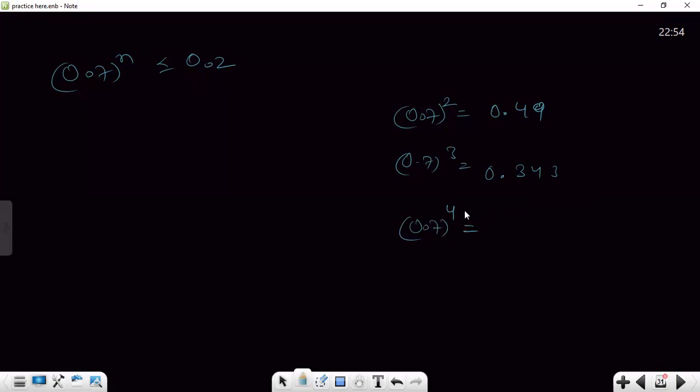Okay. So 7 into 3 becomes 21, carry 2. 7 4s are 28, and the 2 carried makes 30, so 0 carry 3. 7 3s are 21, and 3 more makes 24. So 0.2401 after 4 digits. Is 0.2401 less than or equal to 0.2000? No. We have to move forward with one more digit. Without finding, I can say n is equal to 5.